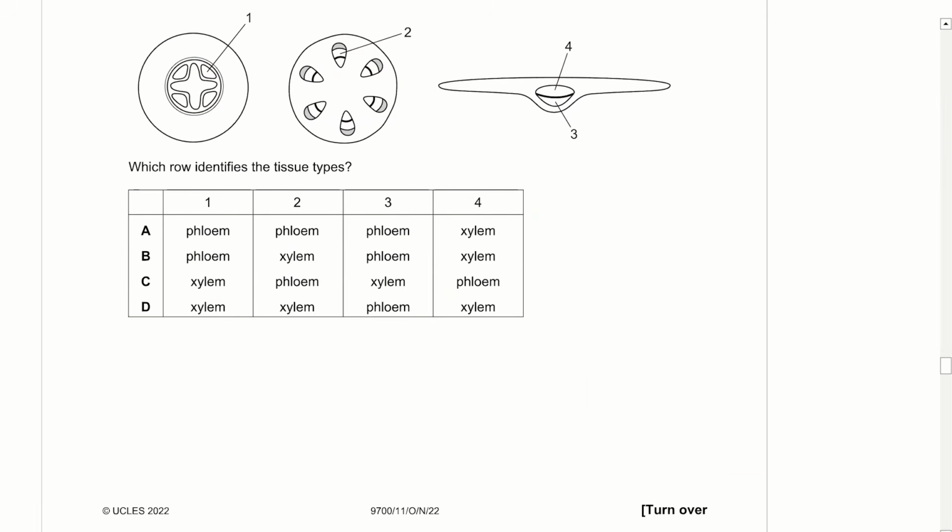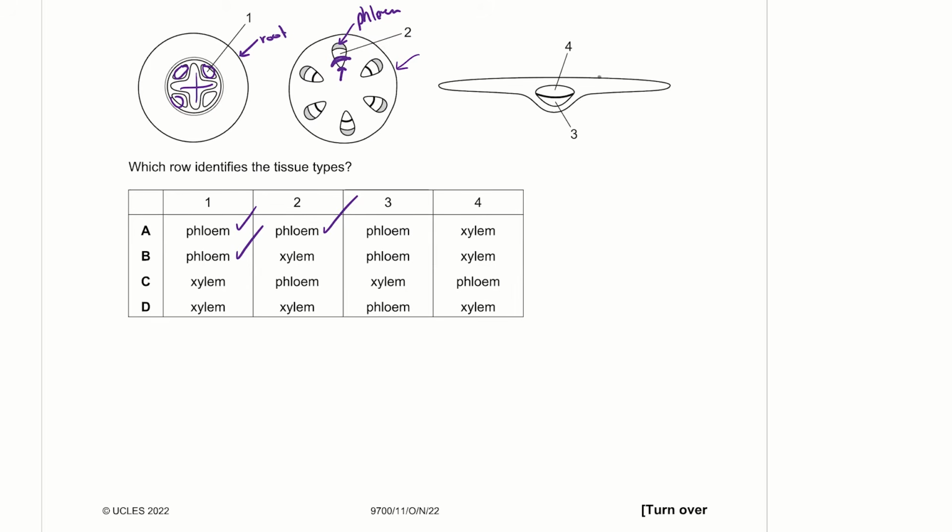Number 27. The diagram shows some tissue types in plant organs. Which row identifies tissue types? First of all, this is a transverse section through a root. You must know that in a root, the xylem is the cross sign and the phloem is surrounding it. Therefore, 1 is definitely the phloem. Now, for this photo, this is a transverse section through a stem, and you should know that the outside in a stem is always the phloem, and the inner part, which is this part, is the xylem. Therefore, 2 is also the phloem.